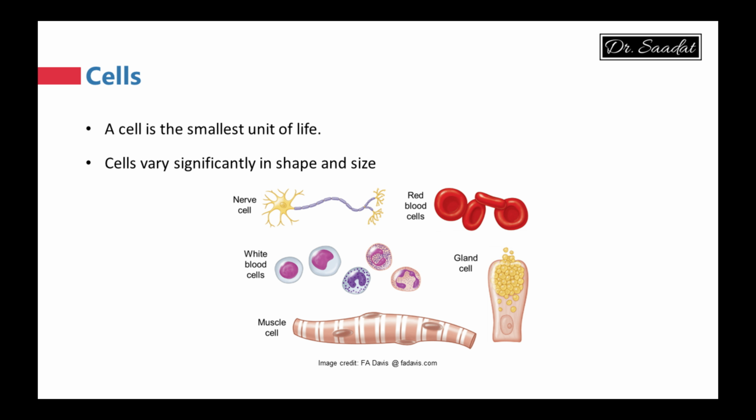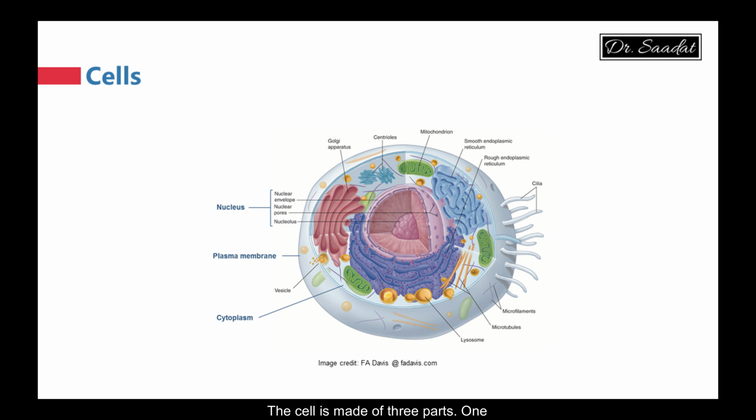For example, long extensions on nerve cells allow quick transmission of electrical impulses. Elongated muscle cells can shorten for movement, and the concave shape of red blood cells allows them to squeeze into vessels. A cell is made of 3 parts.